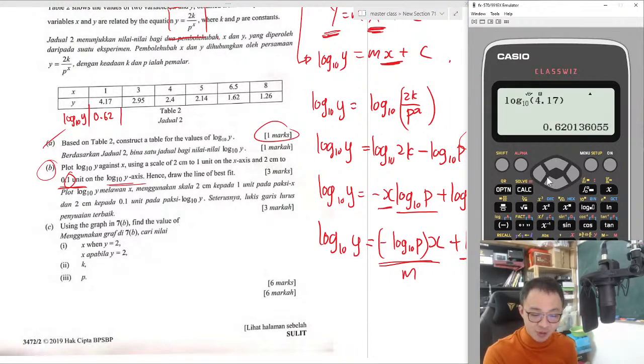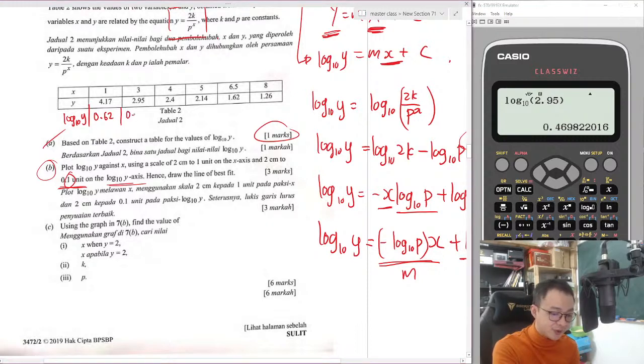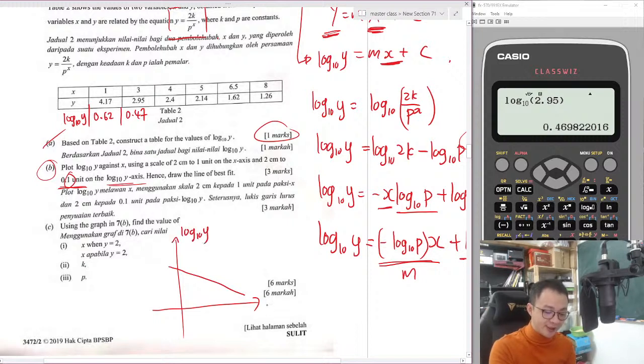So I will use back this one, I am lazy to type log 10. So this one is 2.95, then this is 0.47, 0.47 and so on. So we just use a calculator and solve it. You should be able to get a graph looking like this, I believe. This is log 10 y, and this is x. Then you plot it. Normally you will just touch all the points here.